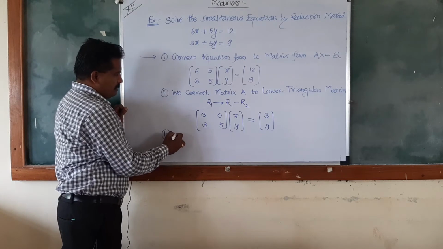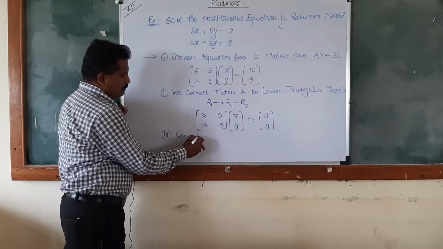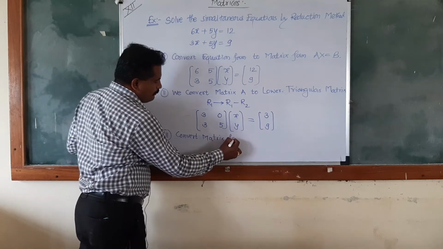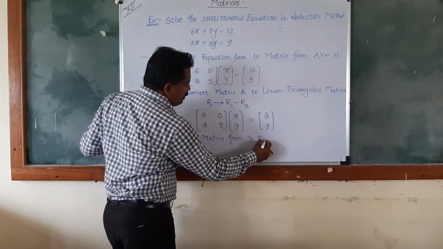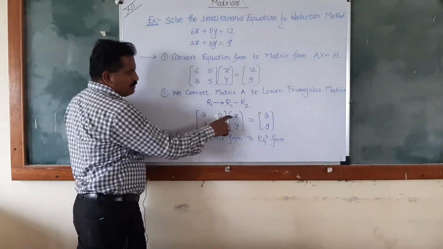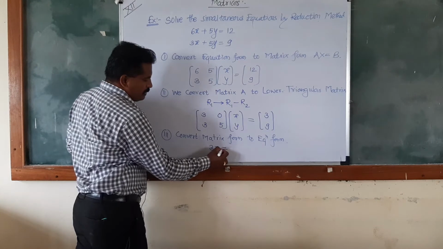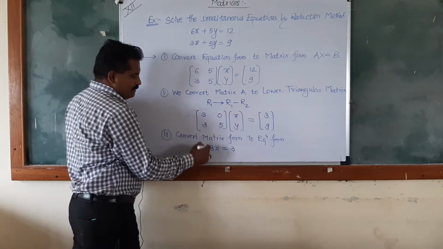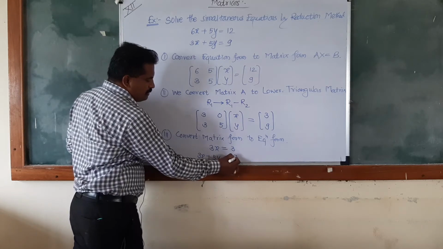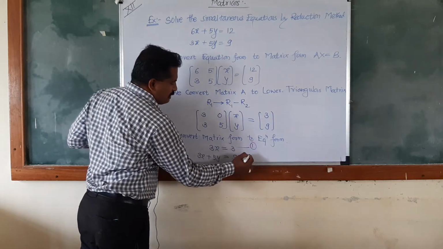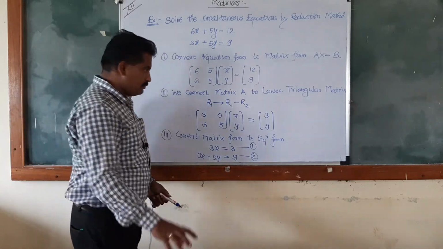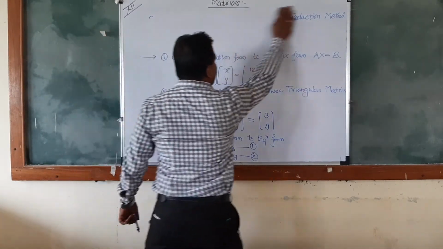Third step, convert matrix form to equation form. Therefore, the equation form is 3x is equal to 3 and 3x plus 5y is equal to 9. It is equation number 1 and equation number 2. Now we have to find x and y.